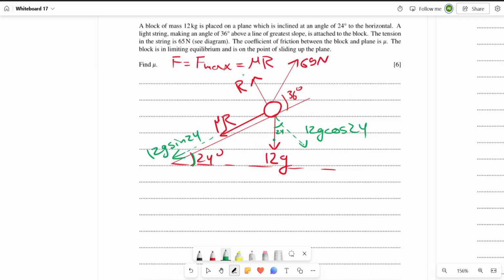Now we finished R, mu R, and 12g. Let's take a look at this 65. Is it aligned with one of the two axes? No. So again, we'll have to resolve it just like we did for the weight.